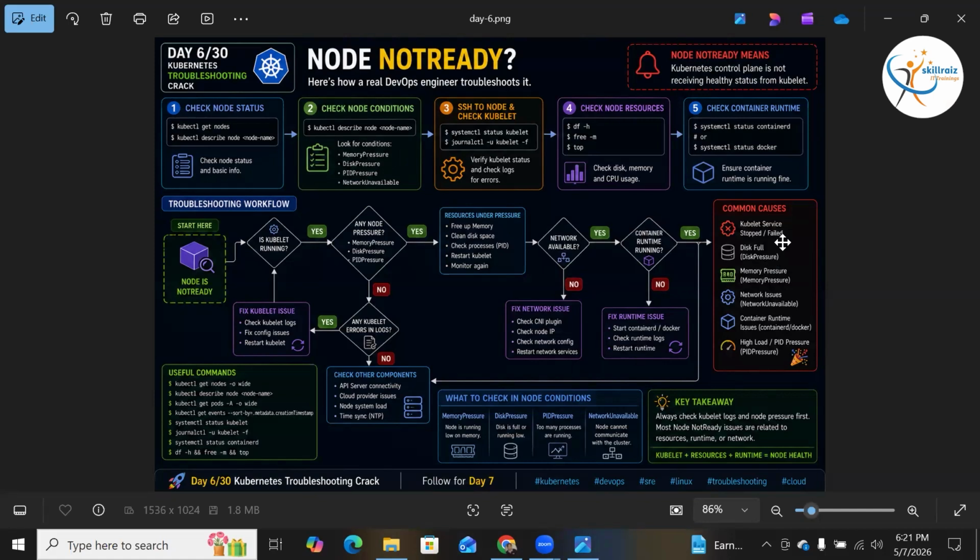The common issues would be the kubelet not running, disk issues, memory issues, network issues, Docker runtime issues, or else high load and particular process issues. Try to address those. Common useful commands are available here. You can try to look at them.